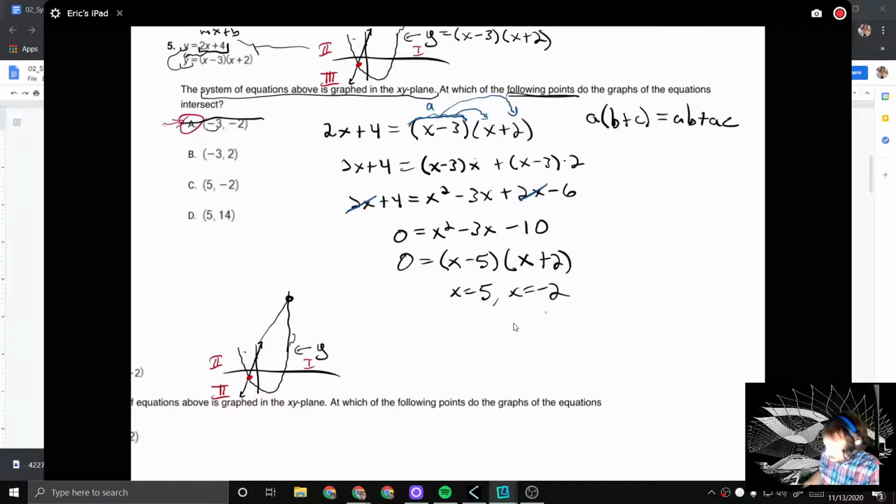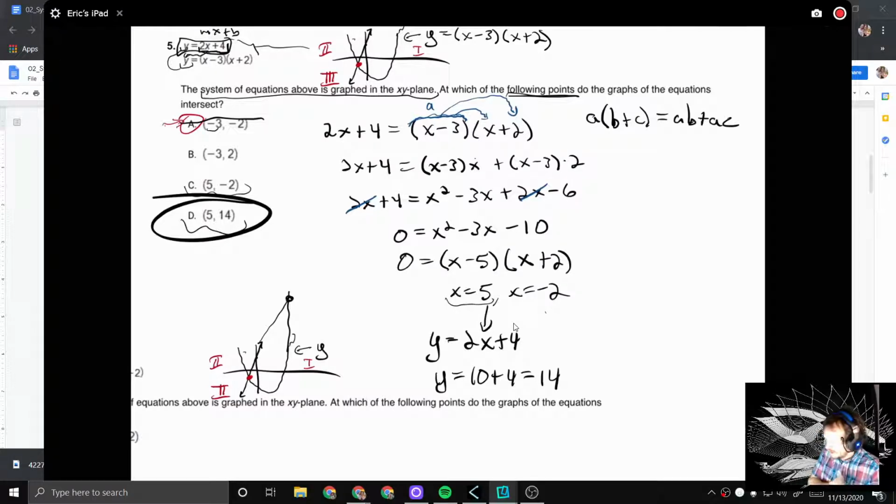Negative 3 is not the same as negative 2, but 5 is, and so one of these two solutions is going to be correct. And how do I find it out? Well, I take this x equals 5 and plug it back in. Probably want to choose this one here. So y equals 2x plus 4. Take that 5, plug it in. Y equals 10 plus 4 equals 14. And our answer is D.